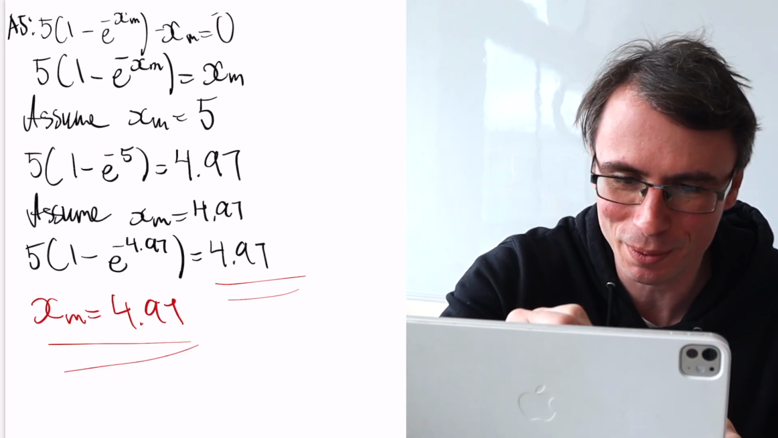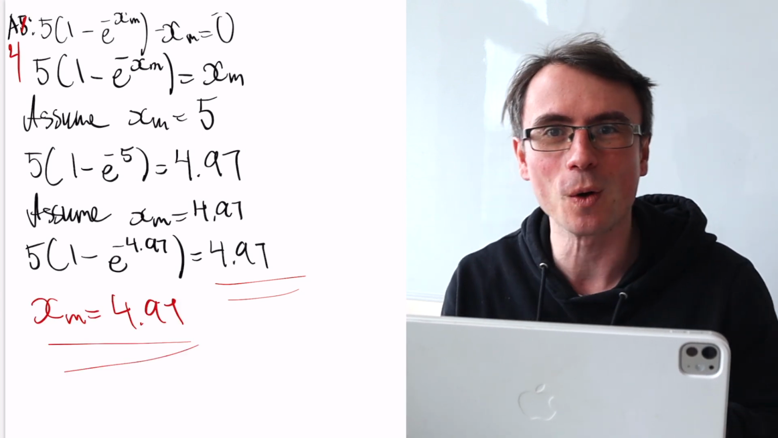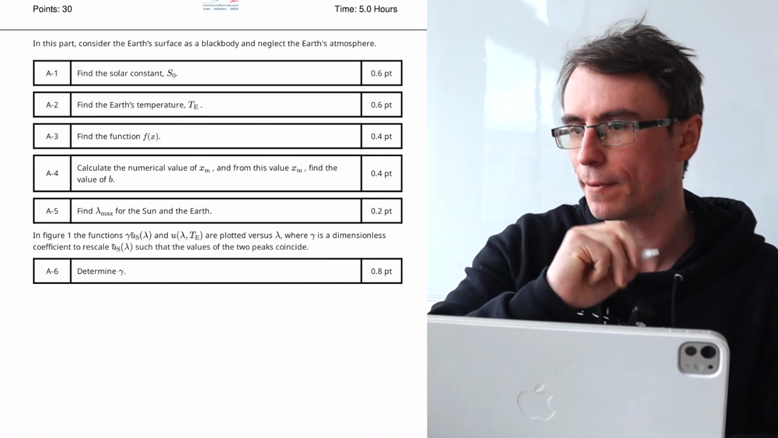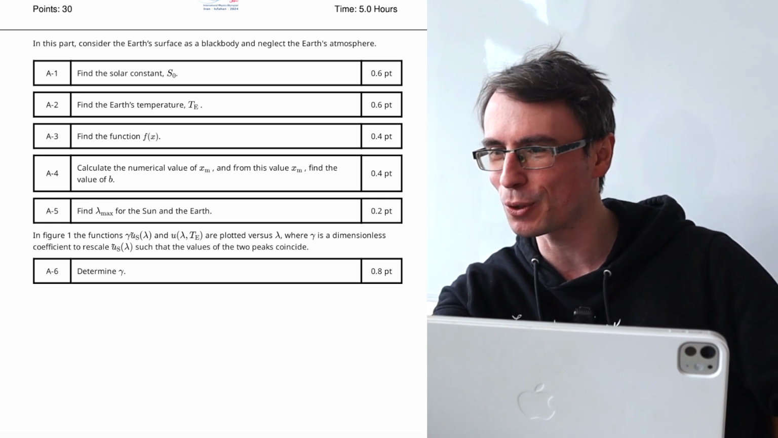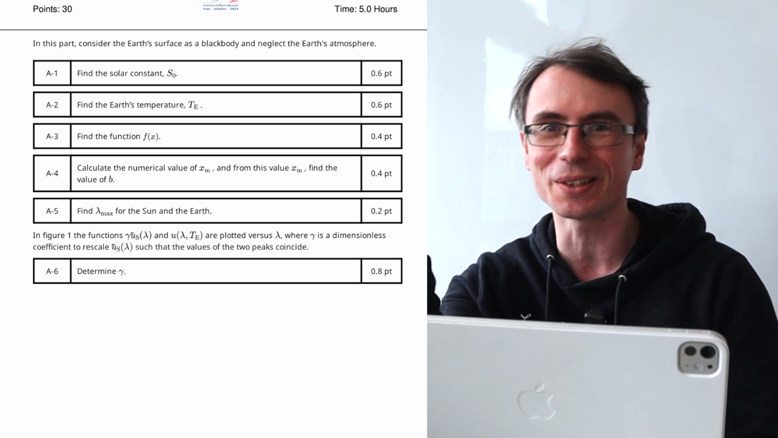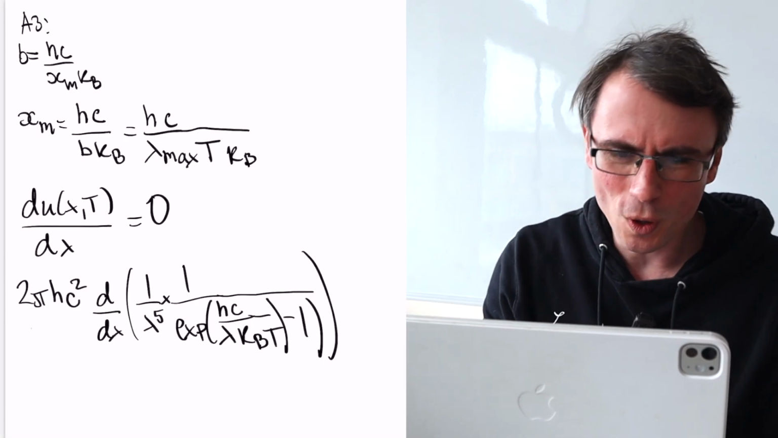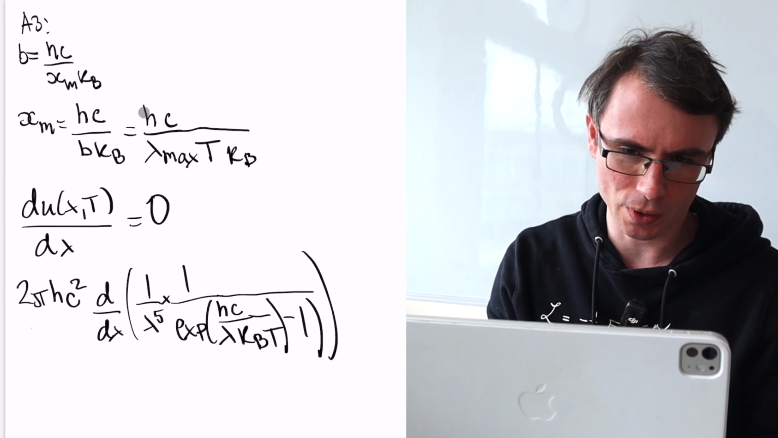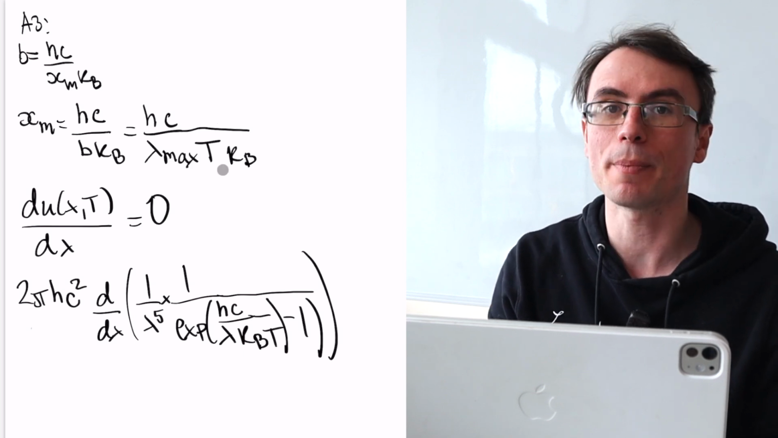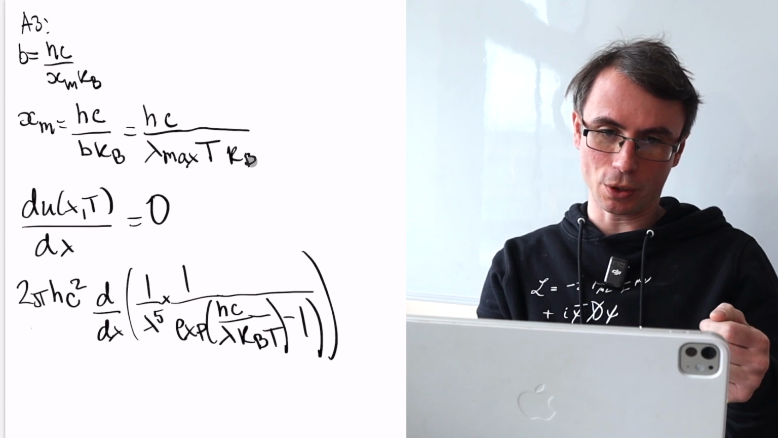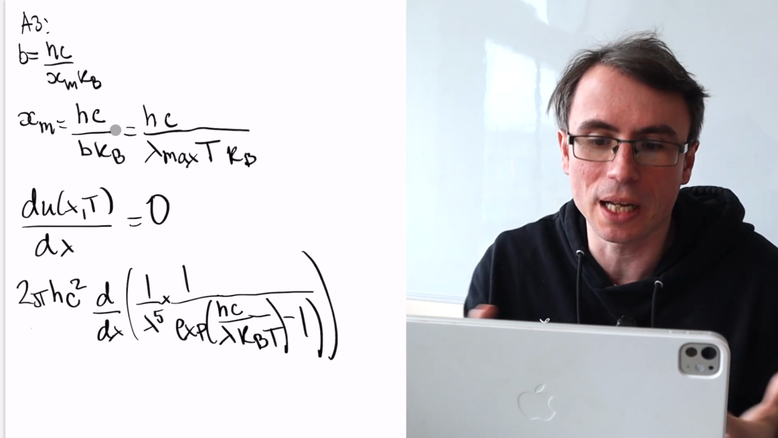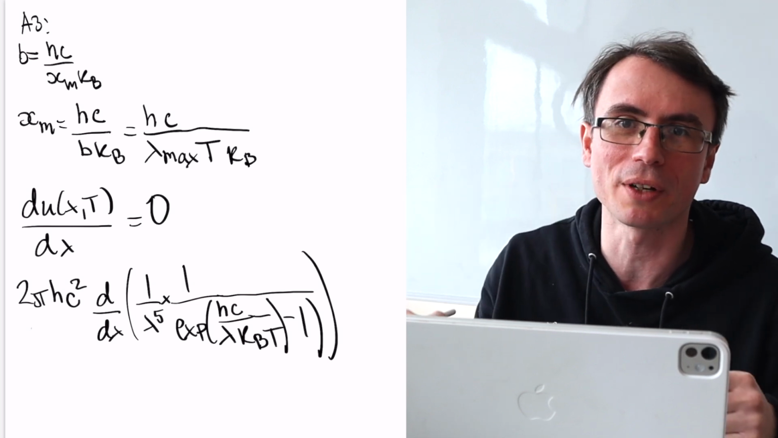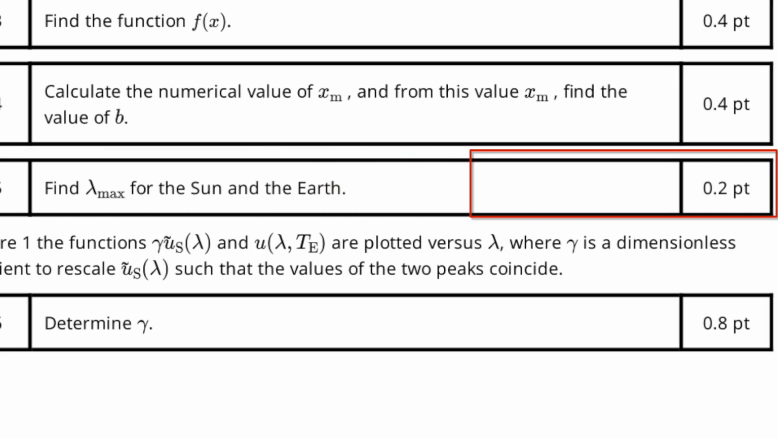Oops, I've just spotted this here should have been A4 actually. But now let's move on to A5. So for A5, what do we actually need to do? We need to find lambda max for the Sun and the Earth, only for 0.2 marks. So now we've actually got all the values, which is absolutely perfect. We've got xm, we have hc, and we have the temperatures, and we have Boltzmann's constant. So all we need to do is take this equation that we've already looked at, and then calculate the 2 maximum peak wavelengths. Not too bad for 0.2 marks, eh?